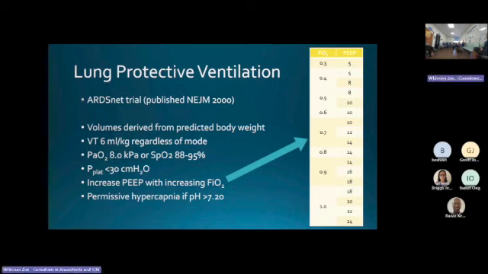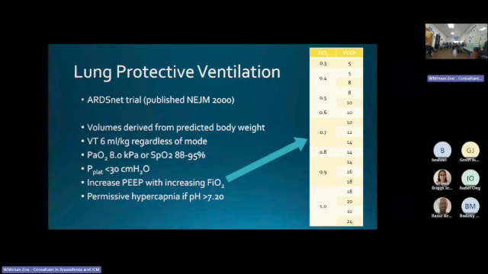And then if you can't ventilate them enough so that their CO2 is coming down, we give up and call it permissive hypercapnia, basically. As long as their pH is okay, we just tolerate the high CO2. So we tolerate a pH of about 7.2. If it starts getting lower than that, it starts causing other problems. But we do try.